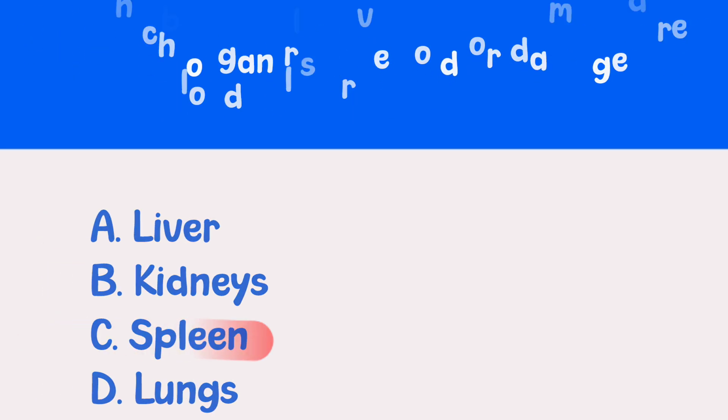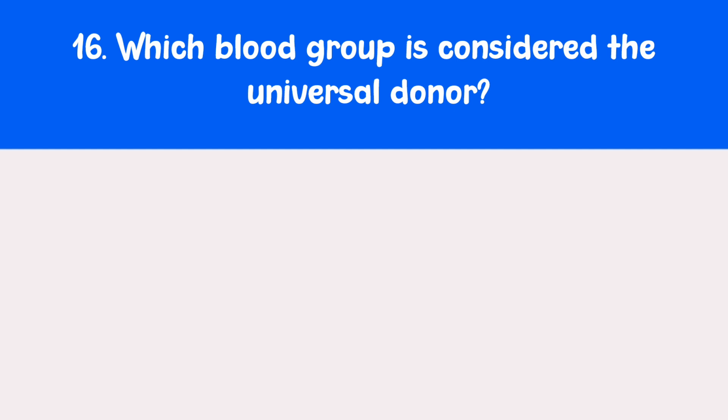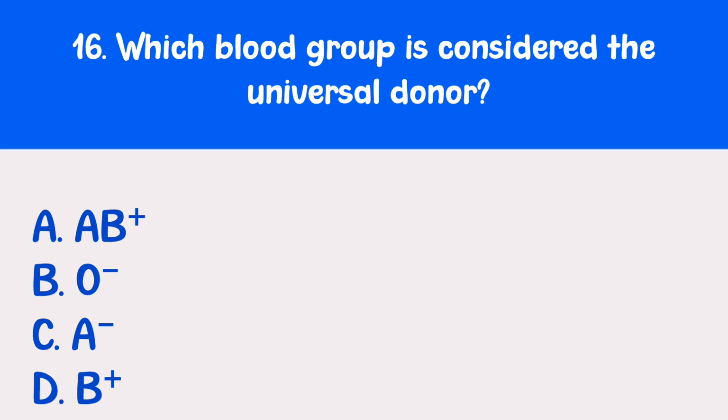Question number 16. Which blood group is considered the universal donor? A. AB positive, B. O negative, C. A negative, and D. B positive. Our answer here is B, O negative, because O negative blood has no A, B, or Rh antigen, making it safe for all recipients in emergencies.